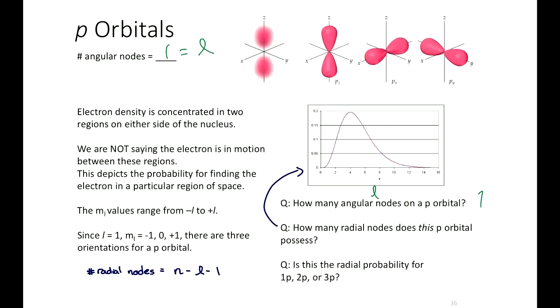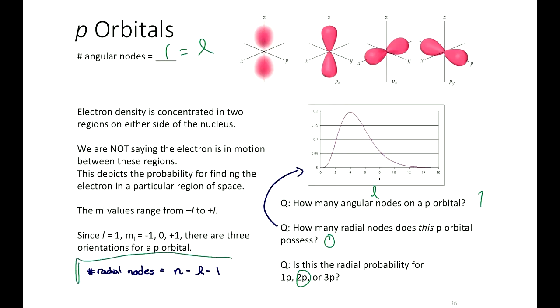Well, first, how many radial nodes are present in this graph? 0. I'm asking you how many times the graph goes to 0. Don't count the beginning and end, and so there's none. So what kind of p orbital is being depicted here? A 1p, a 2p, or a 3p? It is a 2p.